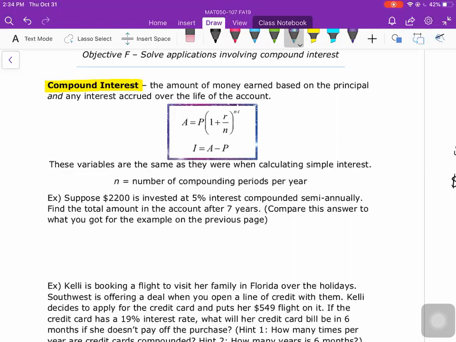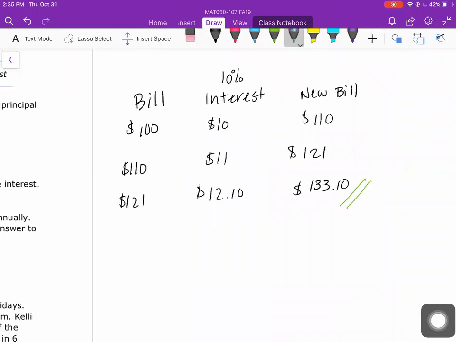So N is that new variable. It represents how many times per year your account is going to be compounded. Now, the first formula gives me the total amount in the account. This second formula allows me to solve for how much interest was either earned or charged. In this example, we saw that at the end of 3 months, we had been charged $33.10 of interest, because we took this future amount and subtracted that initial principal.